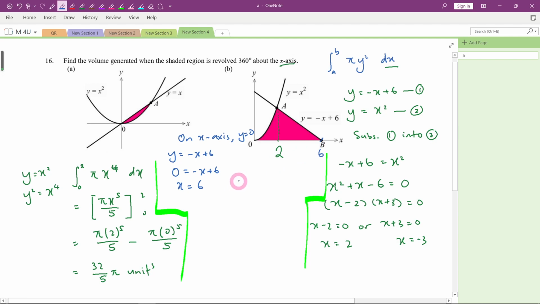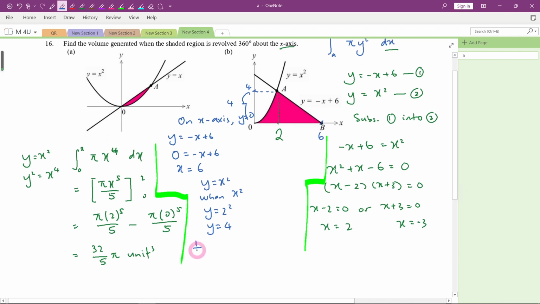But now I want to use a formula for the volume of a cone. I need to find the radius, so I need to know what the radius of this cone is. y is equal to x squared. When x is equal to 2, y is equal to 2 squared, which is 4. Now I know that this is 4. So the radius of the cone is 4 units. The height of the cone is 4 units as well.